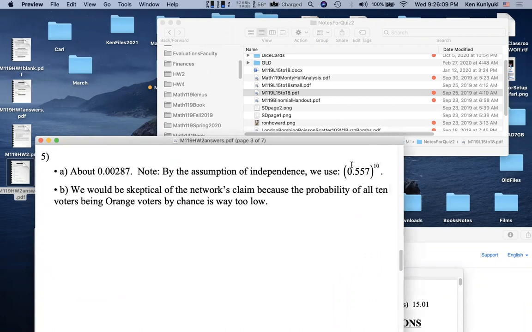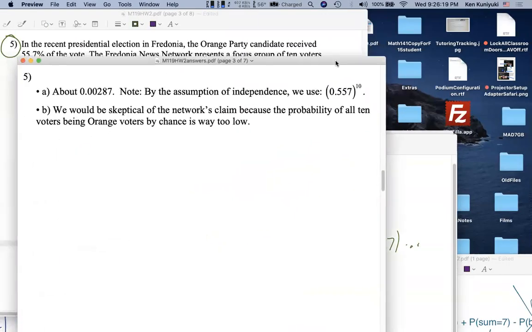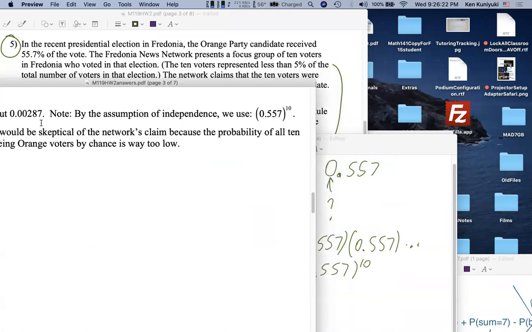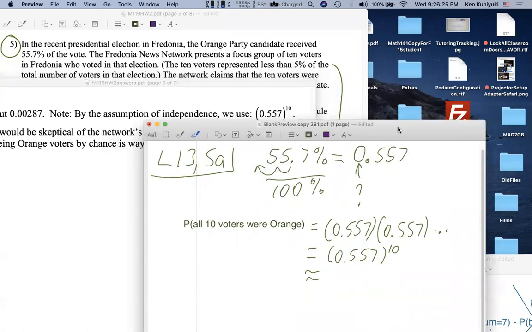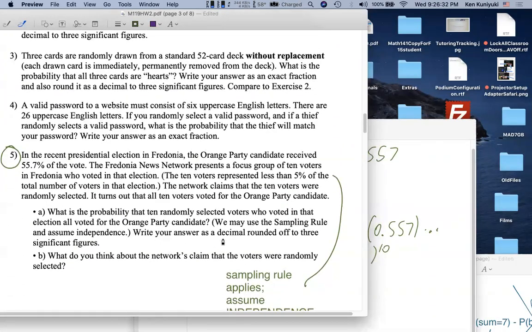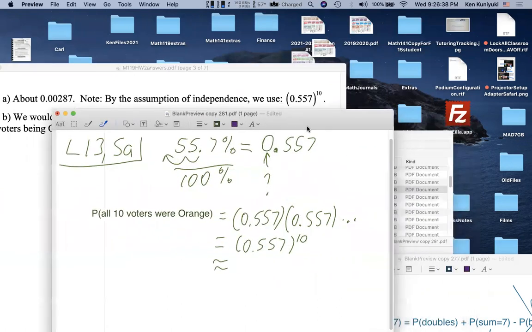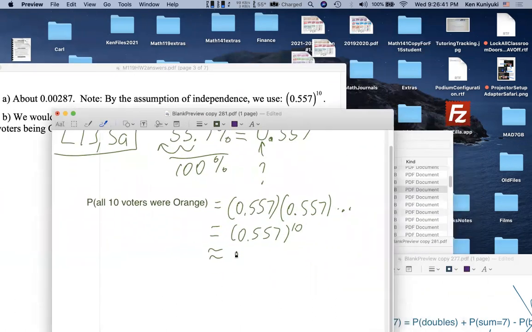So that's all the work you need to show, but show it. Don't just give me the answer, because if you want your points, you've got to show me that bit of work. 0.557 all to the 10th, and that turns out to be about this. I wrote it out to 3 sig figs. Did I put the instructions? Oh yeah: write your answer as a decimal, rounded to 3 significant figures. I did tell you how to round. So you don't have to cheat. The leading 0 is optional, but you need 0.00287. If you wish, you could convert to percent. So that's the probability, but show this work.